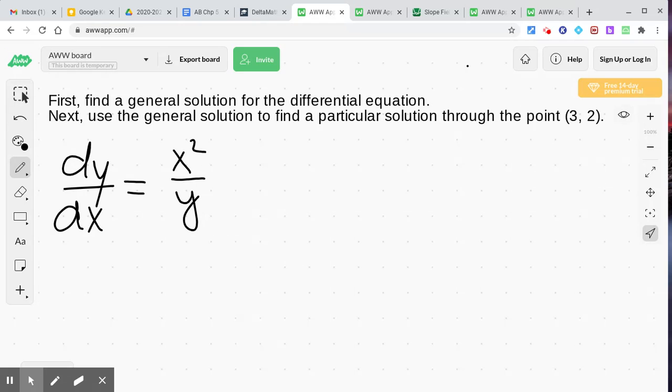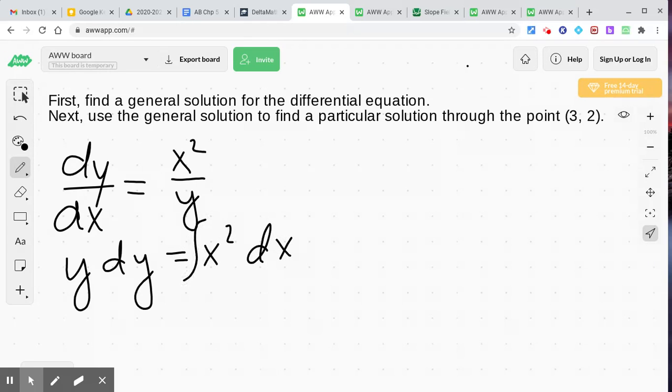So here we're given dy/dx, and it says first find a general solution for the differential equation. So that just means that we're going to separate variables and work back to what would be the original equation via anti-differentiation. So you can see my dy/dx equals x squared over y. I'm going to multiply both sides by y. So I get y times dy equals x squared, and multiply both sides by dx.